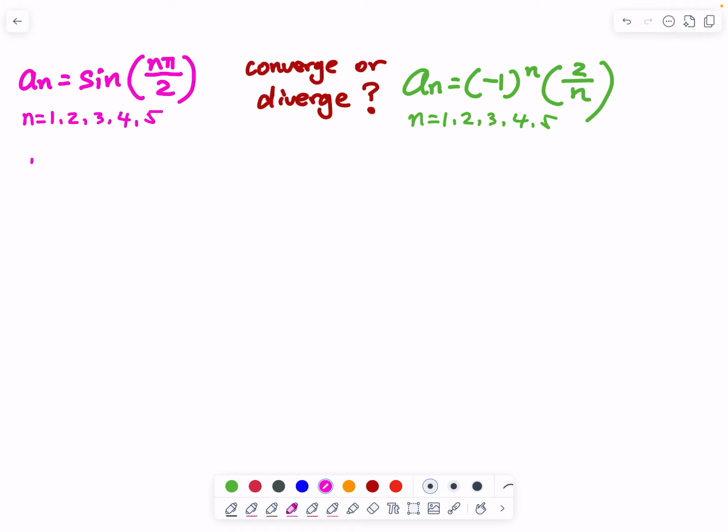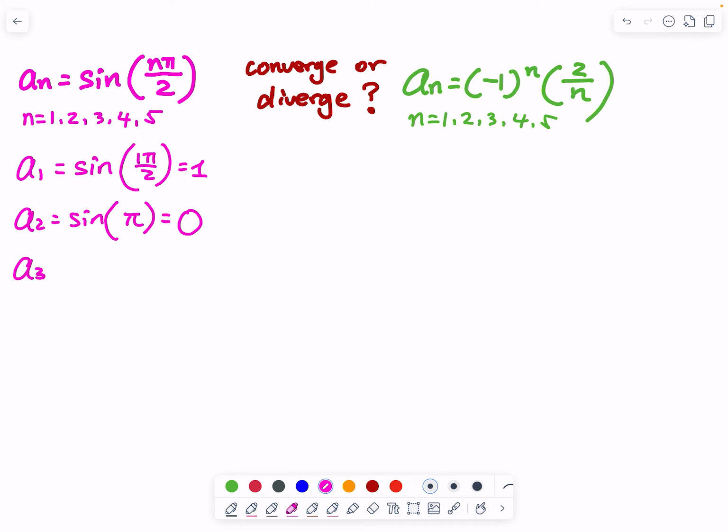So if I have a1, that is equal to sine of 1 pi over 2. Sine of pi over 2 is equal to 1. And then a2, I have sine of 2 pi over 2, that is equal to pi. Sine of pi is equal to 0. If you don't remember this, it is based on the unit circle.